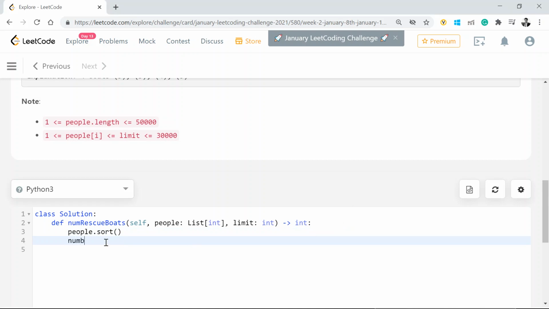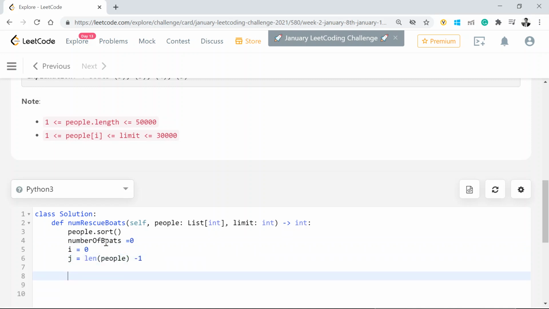And let's create our input variables. Say, the number of boats which we would need to carry out the individuals, that will be 0. Then I'll take a starting index, which is 0, and the maximum index, which will be len of people minus 1, right? Now I have all the variables which are required.